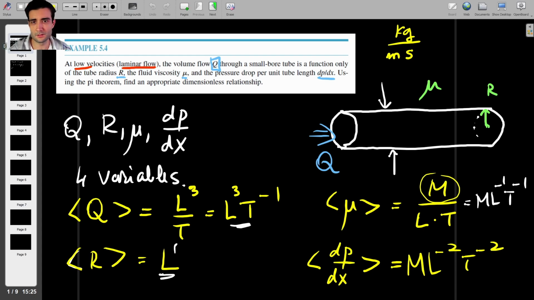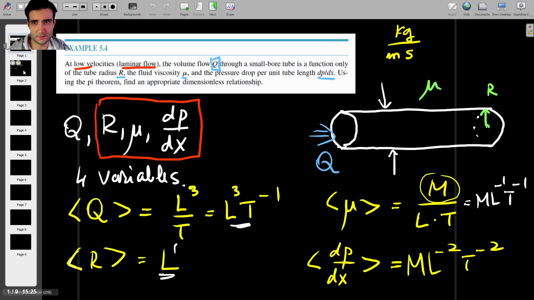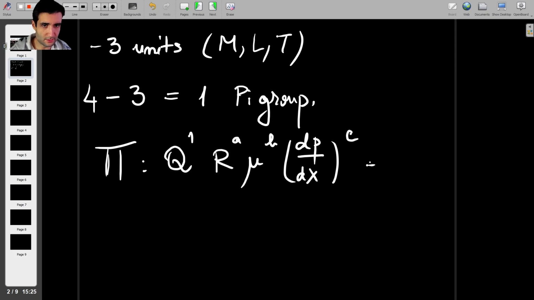And the way I'll do this, although you can do this in multiple ways, obviously, is I'll treat those as my repeating variables, which means that my q is going to be to the power 1, and the other three variables are going to be to powers of a, b, and c. So we have radius to the power a, we have viscosity to the power b, and we have dp by dx to the power c. And this, of course, should have no units.